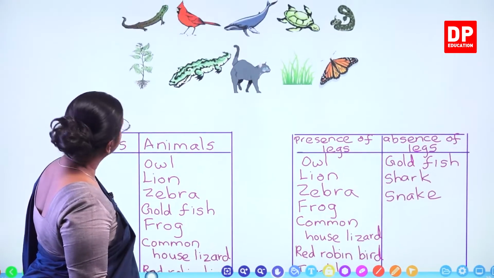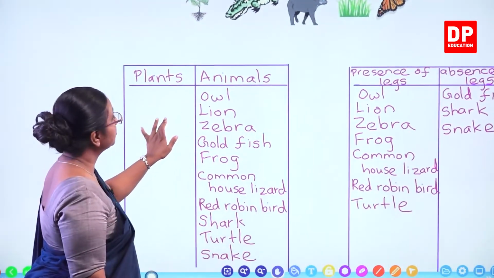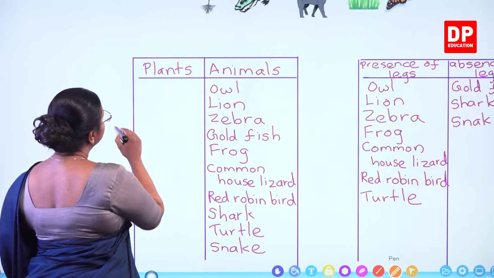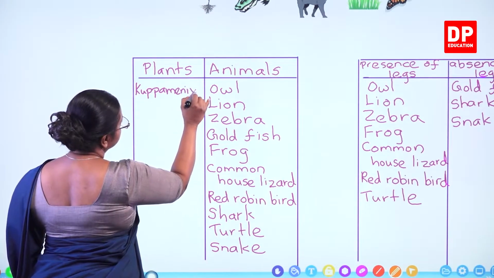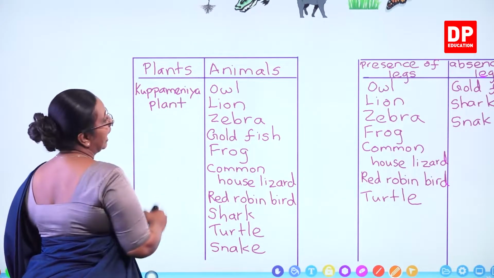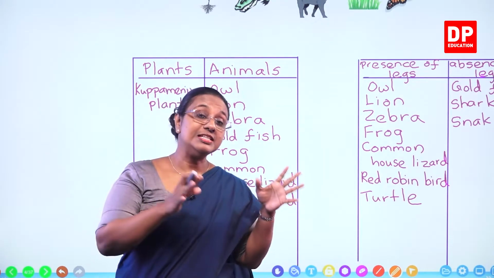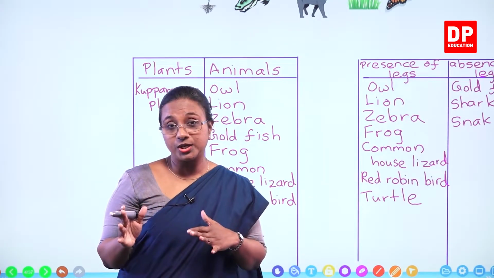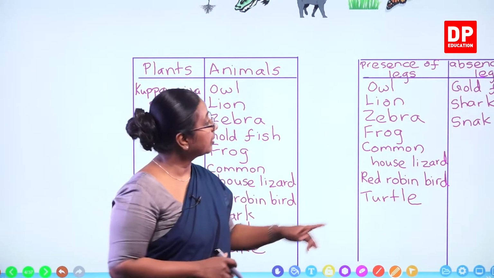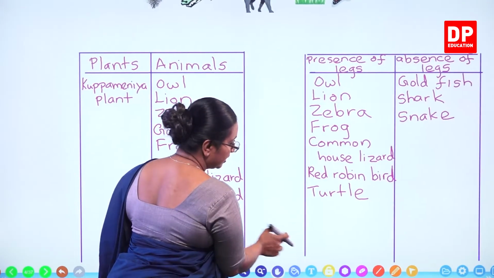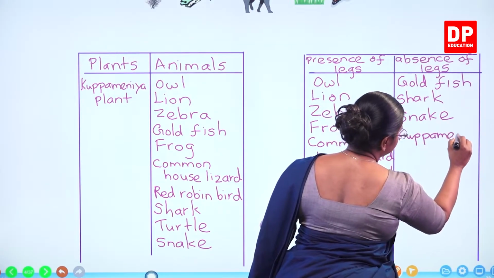After that, you can look at these organisms. We have the Coppermania plant and the crocodile. So again, as you know, students, we need to have the plant under plant. We will write the Coppermania plant. And where do we put that here? Now it's a plant. Normally when we talk about legs, we discuss the animals, whether they have legs or not. But the plants also don't have legs. They don't locomote. They don't have a locomotive organ. So they also come under absence of legs. So here this has to come under absence of legs.